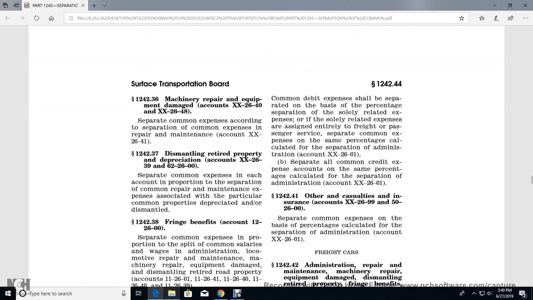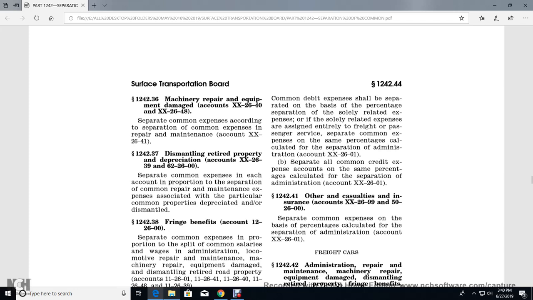Common and debited expense shall be separated on the basis of the percent of the solely related expense assigned entirely to freight or passenger. Separate common expense with the same percentage as calculated with the separation administration XX 2601, and separate all of the common credit expense of the accounts with the same percent as the calculated separation administration XX 2601.